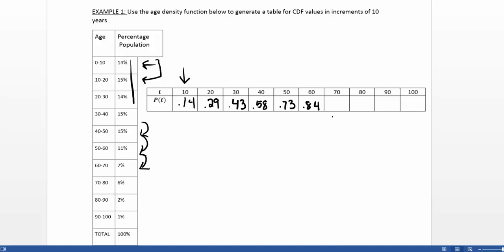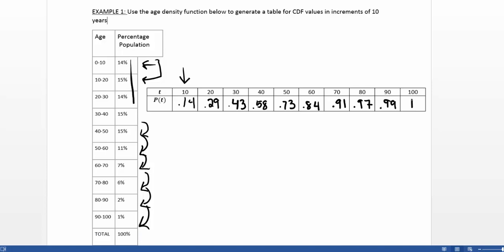To get to 70, I'm going to add on another 7%, so 0.91. To get to 80, I'm going to add on another 6%, so 0.97. To get to 90, add on another 2%, 0.99. And then finally, to get to 100%, I get to a full 100%.